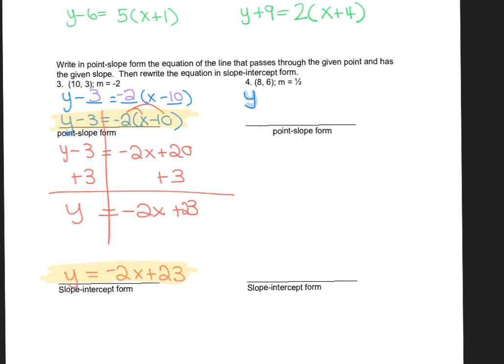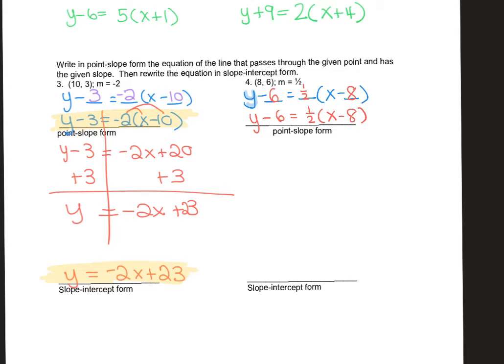Creating my template. Plugging into my template. And writing it more nicely. So my answer for point slope form is y minus 6 equals 1/2 parentheses x minus 8 close parentheses.